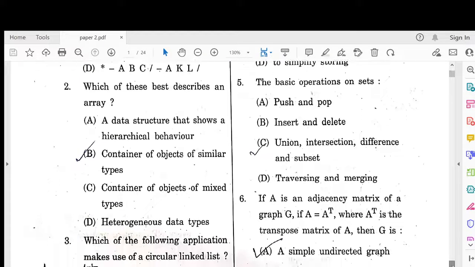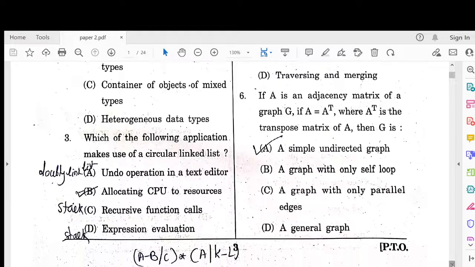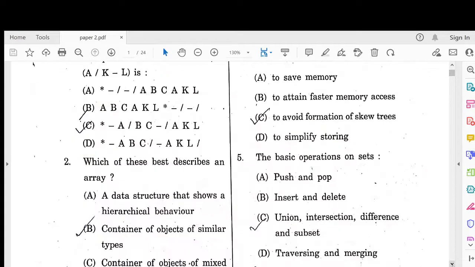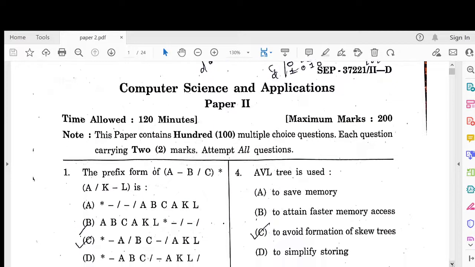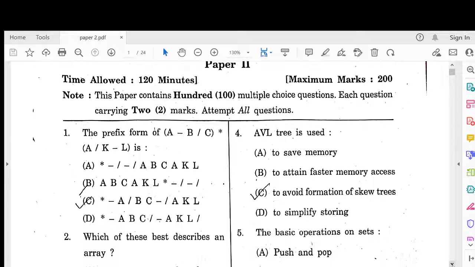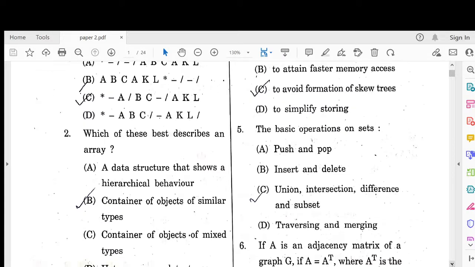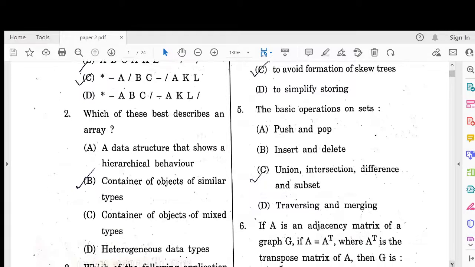Question number 3. Circular linked list. Answer is option B. Allocating CPU to resources. Question number 4. A wheel tree is used. Option C. To avoid the formation of skew trees. Question number 5. Basic operation on set, union, intersection, difference and subset. Option C.